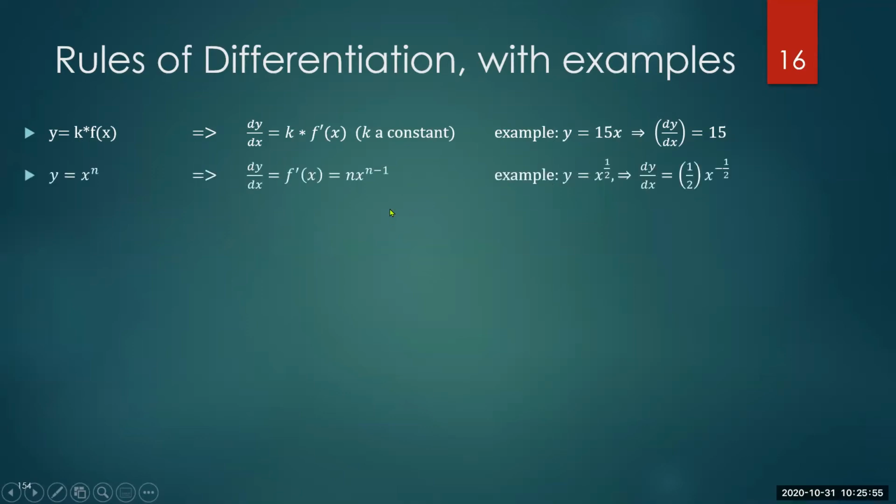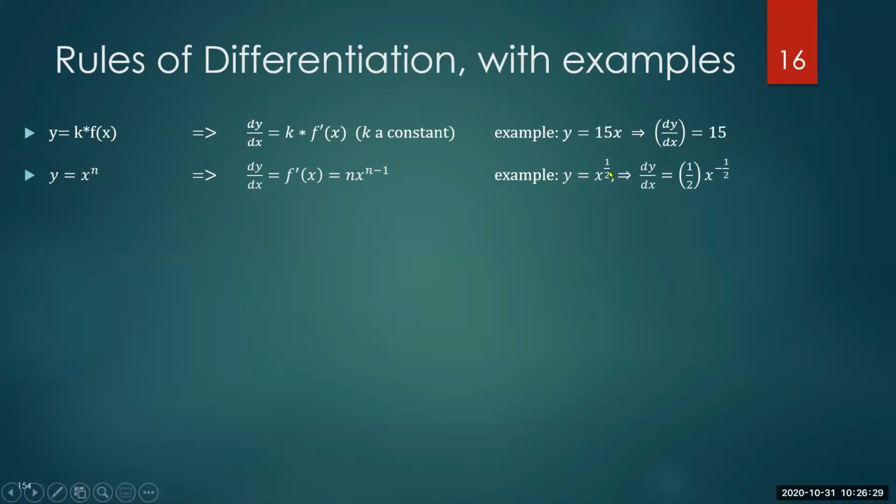So the next item then is if we want to differentiate higher powers of n, so like y is equal to x to the power of n, then dy/dx is equal to n times x to the power of n minus 1. And so, for example, if y is x to the power of a half, then dy/dx becomes a half x to the power of minus a half. So you can see what we did there. It's n times x to the power of n minus 1.